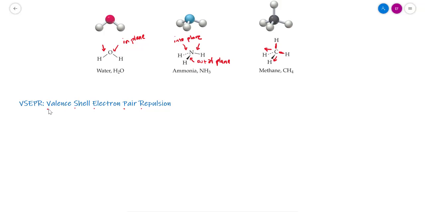Generally how this works is exactly what the name implies. Electron pairs, because they're negative, because electrons are negative, when they get in close proximity to each other, they begin to repel each other in space. And so we can think about bonds like in water, where there are electrons in each of these bonds. These things are going to point far away from each other simply because they repel each other in the bond.